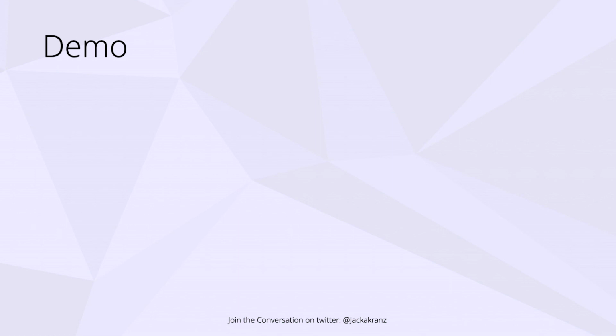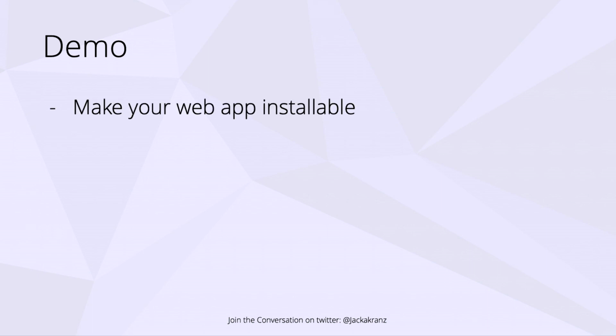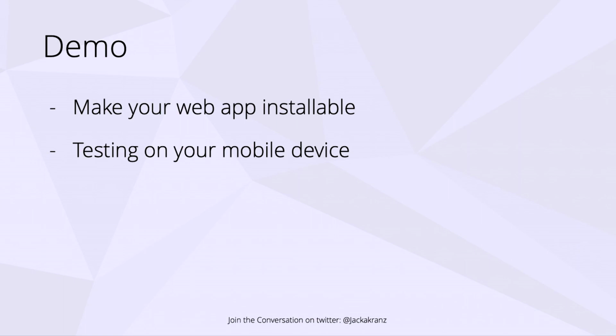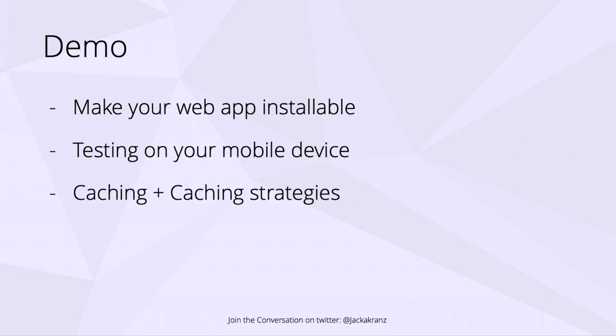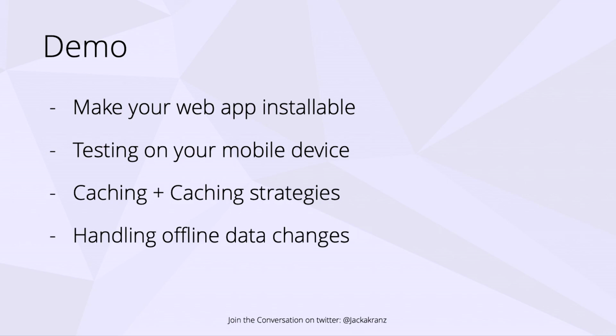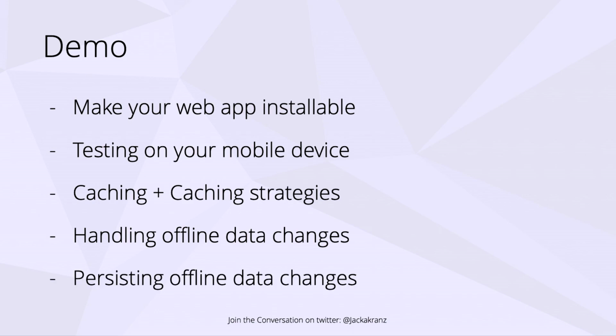What we're going to cover in the demo is I'll show you a basic web app I have and how to make it installable. We're then going to cover testing on your mobile device, or how to actually get your PWA running on your mobile device from your local machine. We'll look at caching and different caching strategies you can use. And we'll handle some offline data changes. And then we'll look at persisting them.